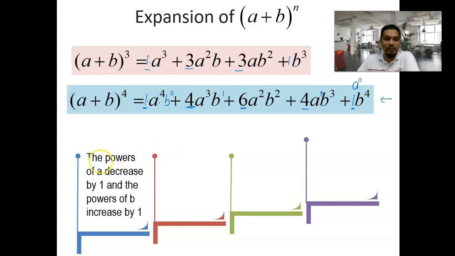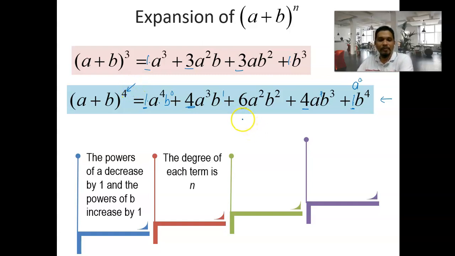Look at the definition of this: the power of a decreases by 1. Decrease means berkurangan. The power of a, from one term to another, begins with 4 because n is 4 here: 4, 3, 2, 1, 0. And the power of b increases by 1. Look here, b to the power of 0, then b to the power of 1, 2, 3, and b to the power of 4, because n here is 4.